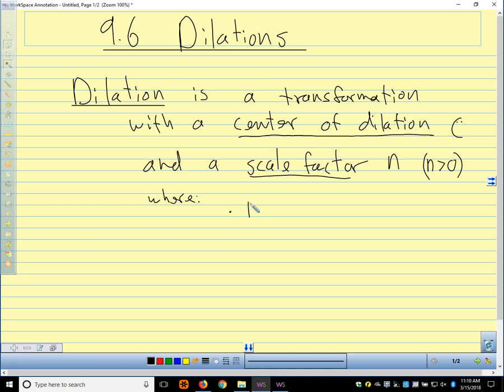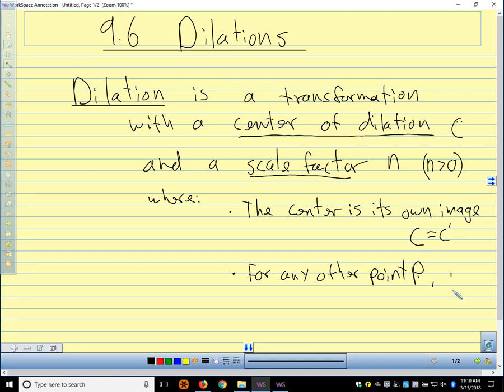One, the center is its own image. So just like a rotation, when we do a dilation, the center doesn't change. The center stays where it is. For any other point P, the image, P prime, is on the ray CP.